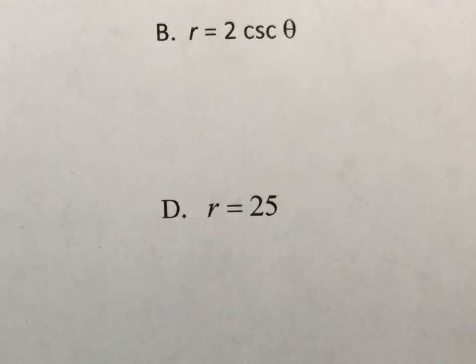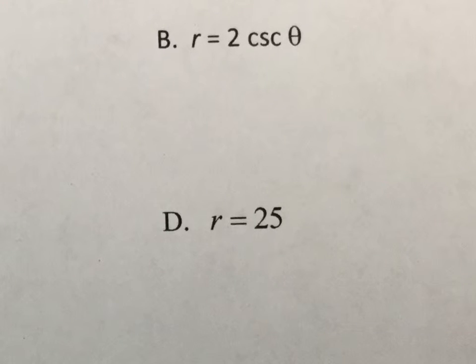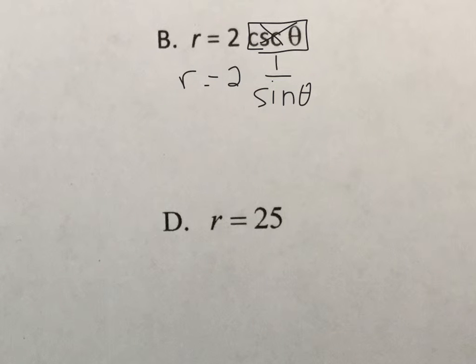Here we have r equals 2 cosecant of theta. Okay, now cosecant is not something that I want to have. None of my equations are replaceable. So I'm going to instead do a trigonometric substitution. Cosecant is equal to 1 over sine. Okay, so there's no substitutions with cosecants, but there is a substitution with sine. So we replace cosecant with 1 over sine. And now we go to solve this.